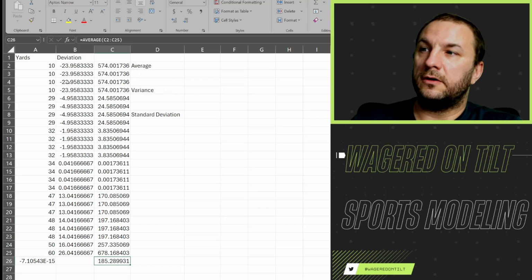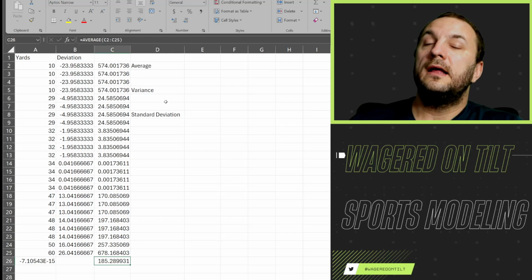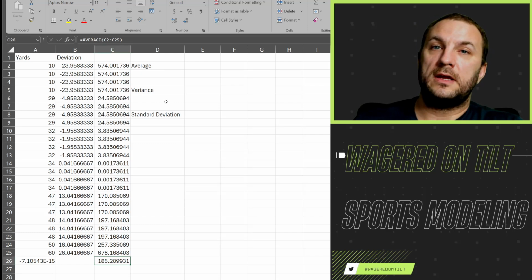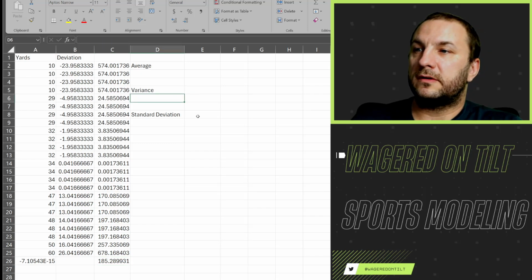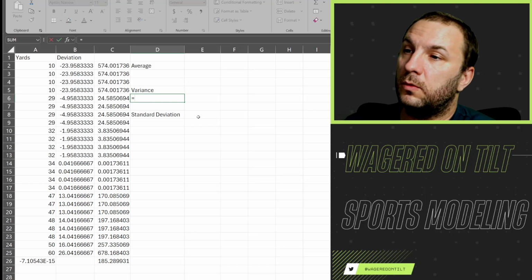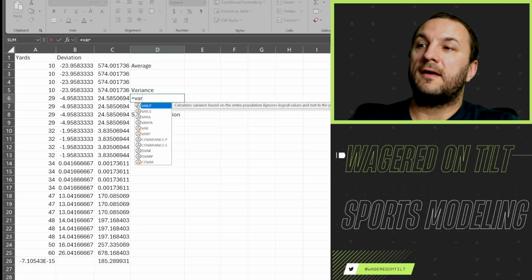You could do this on your data sets and manually calculate all this stuff out. The nice thing though is there is a way to calculate this information within Microsoft Excel. So under here, variance, we're just going to put in the formula. It's going to be equal var, and then you're going to have P or S.